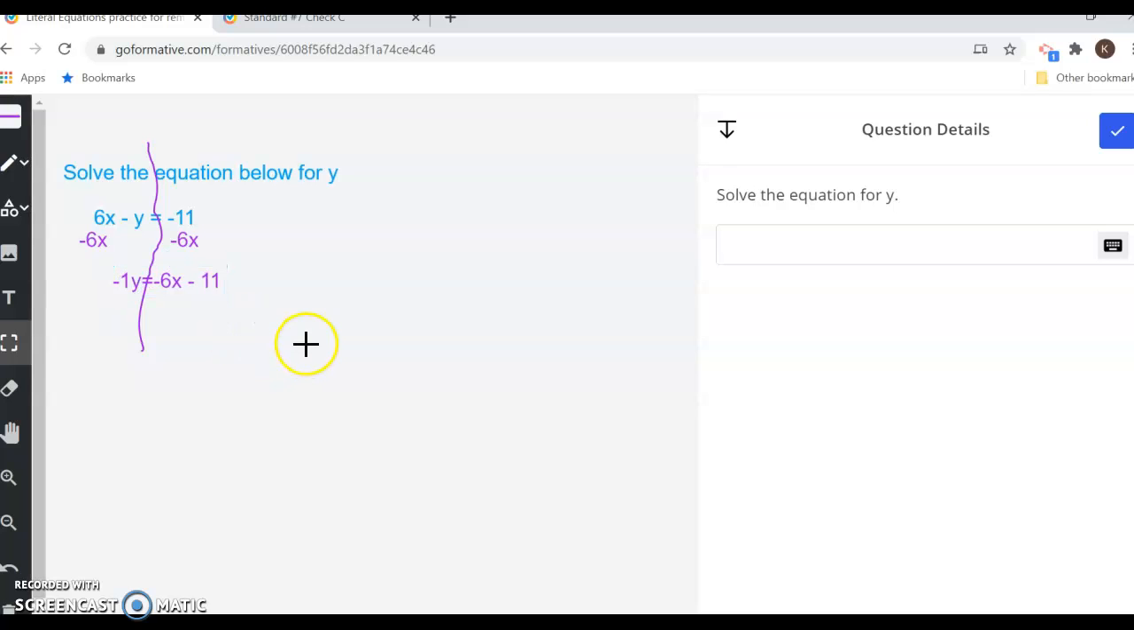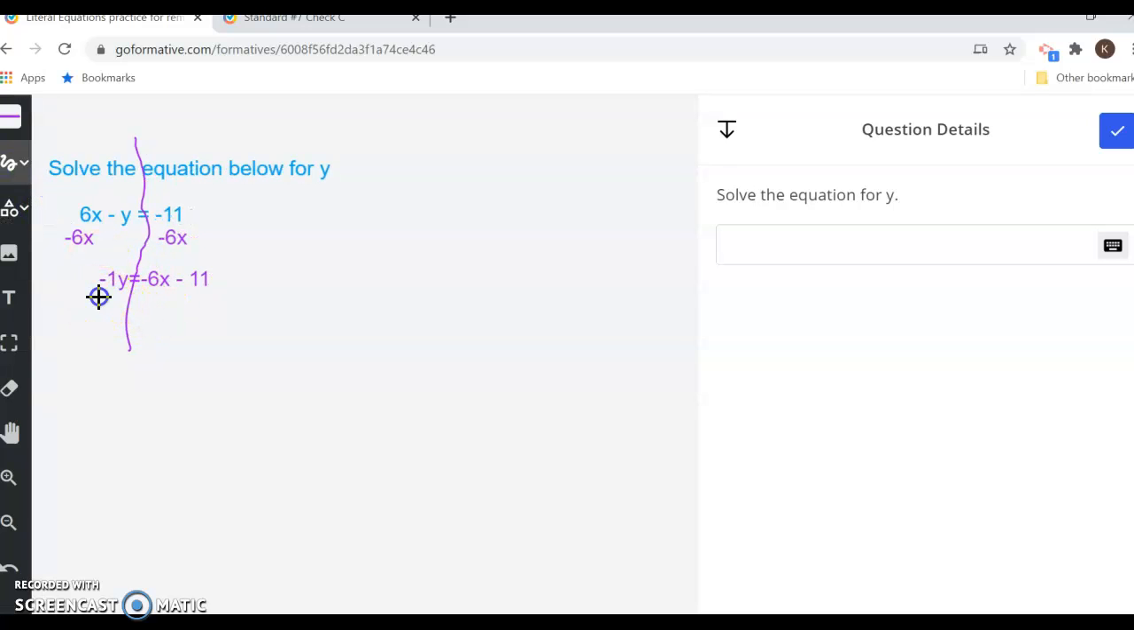Okay, one more step now. So that's what we did before. Now the added step is that I actually have to get rid of this -1 as well. So to get rid of that -1, I'm going to divide every single piece by -1.